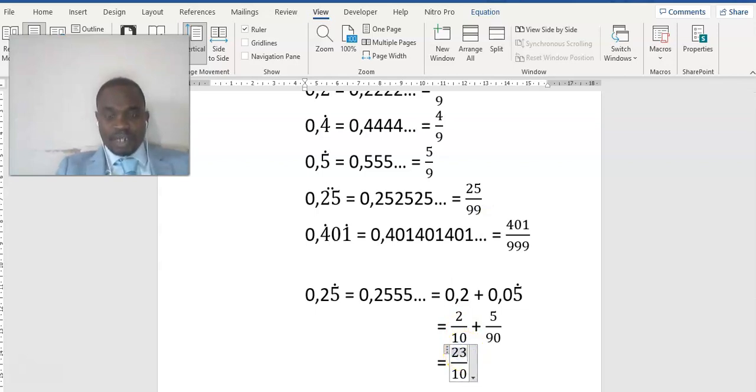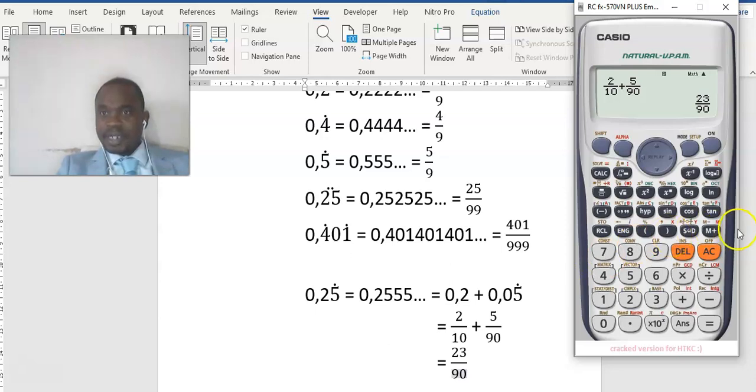So we have 23 over 90. Good. Now let's check whether 23 over 90 is going to give us the value we have here. Let's check. Let's press 23 over 90.